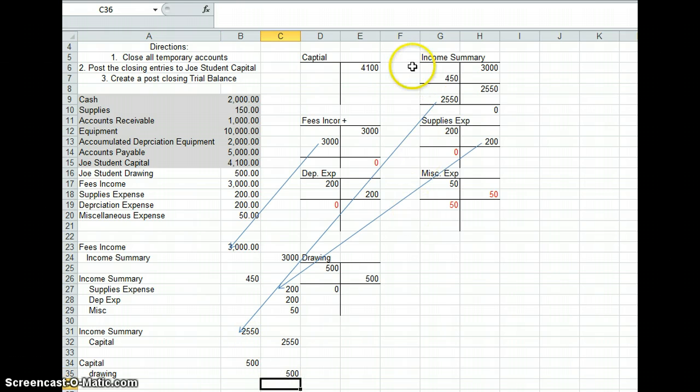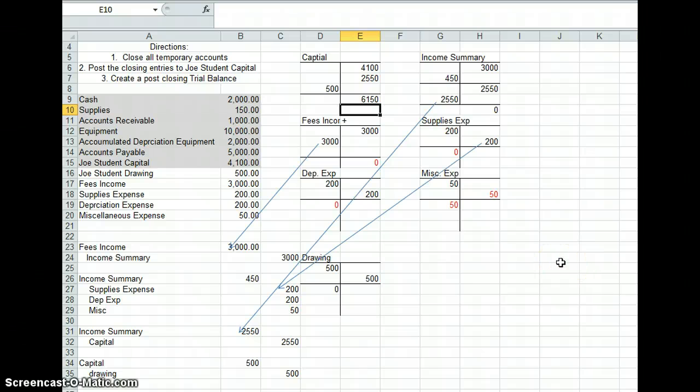And then I'm going to come on up here to capital, this T account, and record. I'm going to show this $2,550 credit, which really represents net income, right? Revenue minus expenses. And then I'm going to debit for $500 the amount that we took out from our owners, our drawing. And I'm going to find my new balance of capital. So I'm going to say my old balance plus my net income minus my drawing. So this really reflects the statement of owner's equity. It is going to be $6,150.